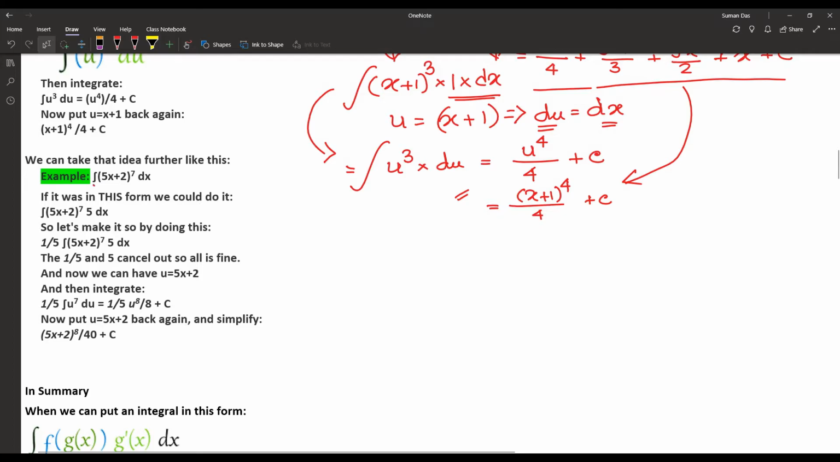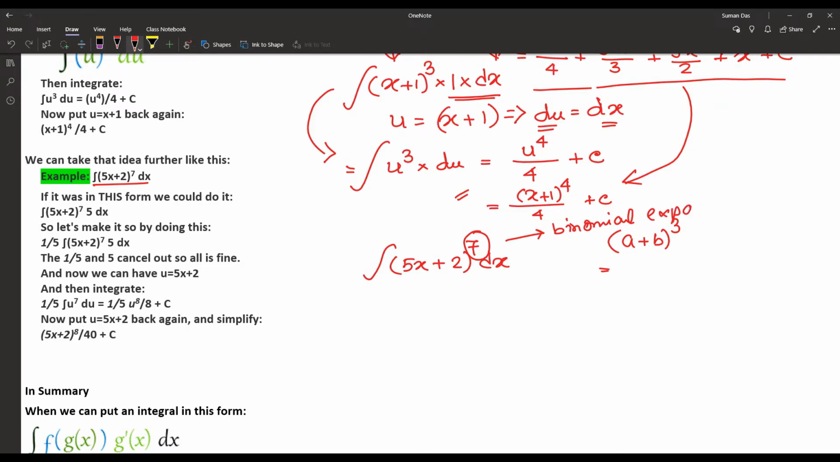Here the problem is integration of (5x plus 2) whole to the power 7 dx. Now, as in the previous problem, when the expansion is (a plus b) whole cube, then that is very easy. We know the formula. Now, when the power is 7 here, that means we have to use the binomial expansion. So it is better to solve the problem using the substitution method.